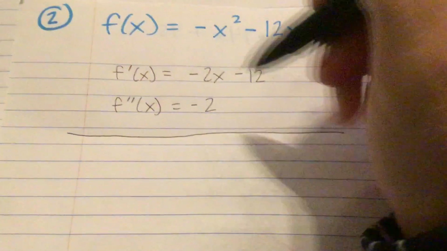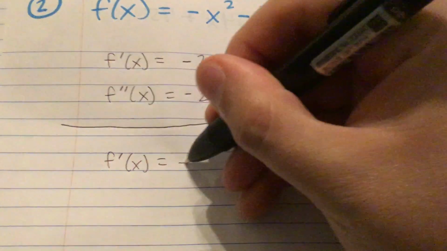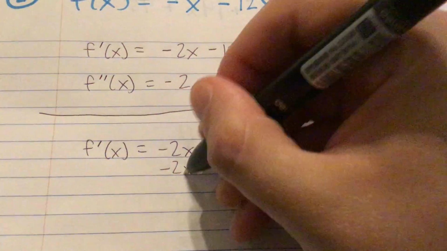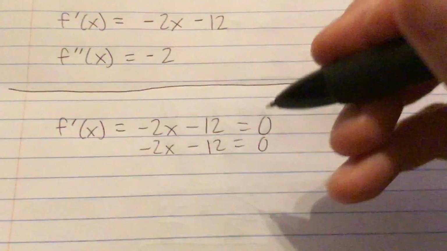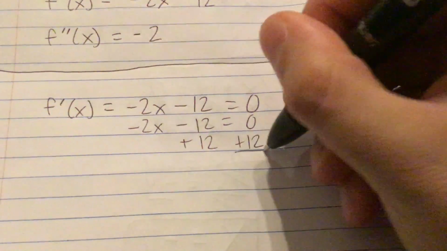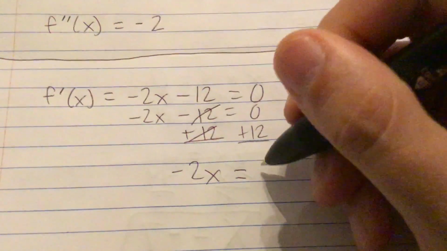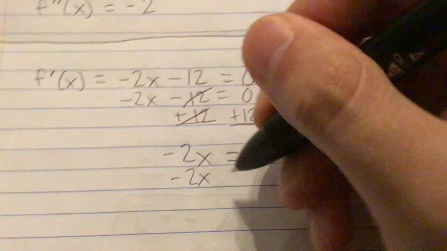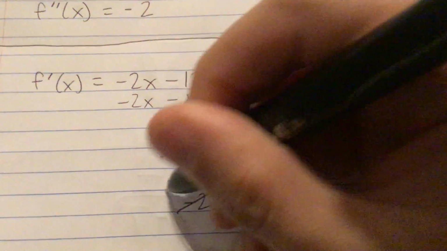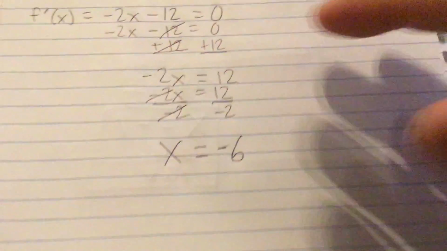So now that we've got our first and second derivative out of the way, let's use the first derivative, set it equal to 0 so that we can solve for horizontal tangent lines. So let's go. So now that we've got negative 2x minus 12 is equal to 0, let's solve for x by adding 12 on both sides. So now I've got negative 2x is equal to positive 12. I'm going to divide both sides of the equation by negative 2, and therefore x is equal to negative 6. That is the x value of my critical point.